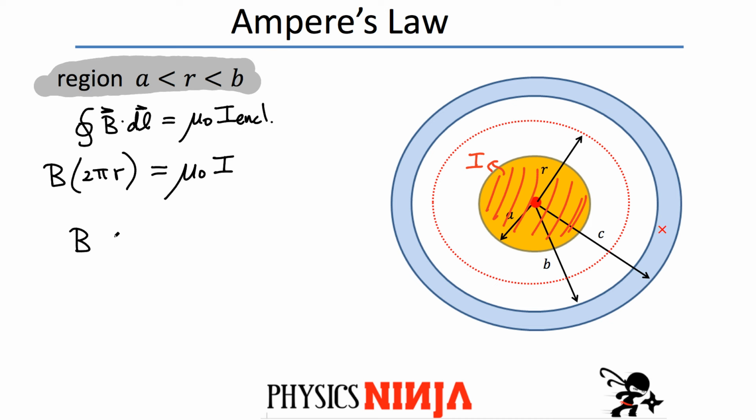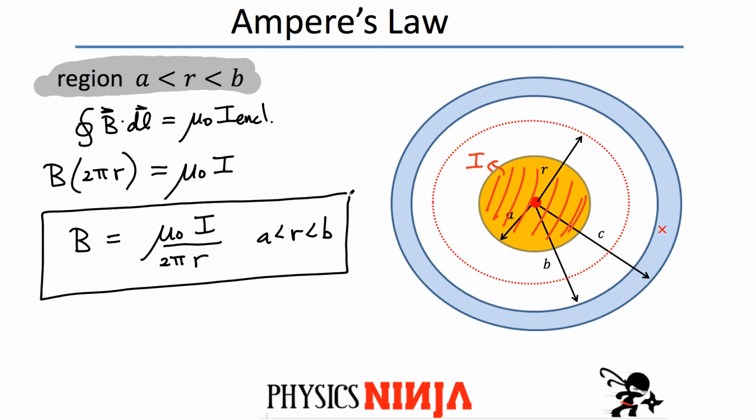So here we divide through and eliminate this side over here. We're left with mu zero multiplied by the current divided by 2 pi times the radius. And this is valid, again, always within this region here. Okay, so that's a, r, and b. All right, so that's it. That's region 2. That one's pretty straightforward.